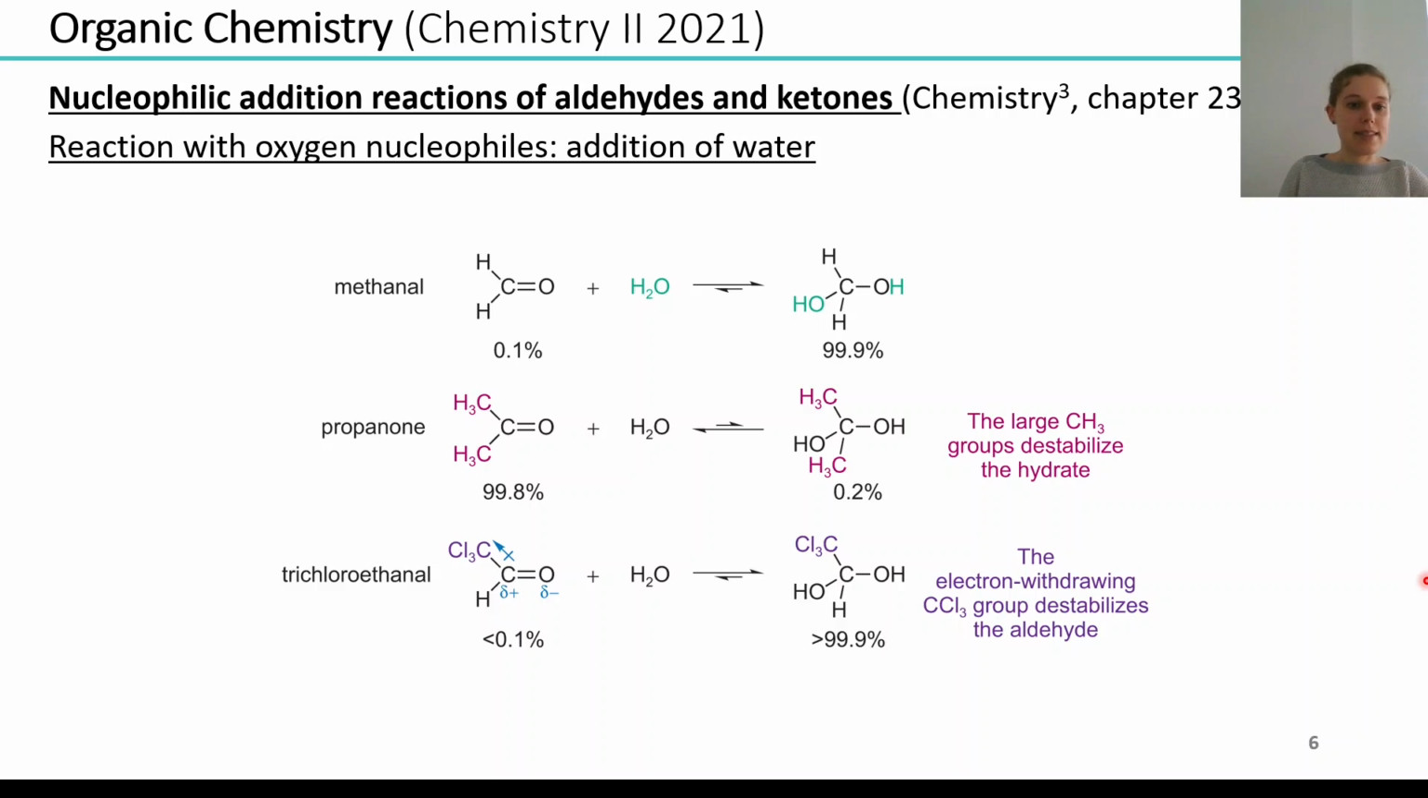Another influence is the electronic effects of the substituents. For example, if we have a carbonyl compound which contains substituents with strong electron withdrawing effects, as this trichloroethanal, then the carbonyl compound gets destabilized, whereas the hydrate is not destabilized by the electron withdrawing effects of the substituents. Accordingly, the carbonyl compounds with substituents containing a strong electron withdrawing effect are hydrated to a great extent.